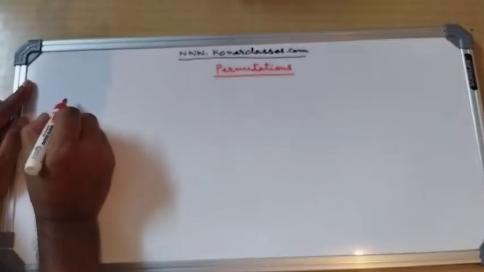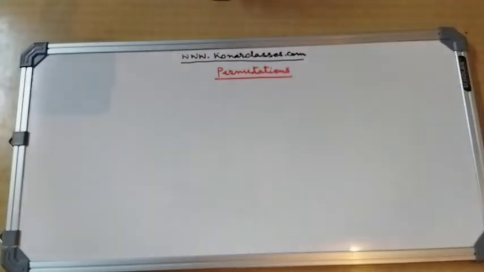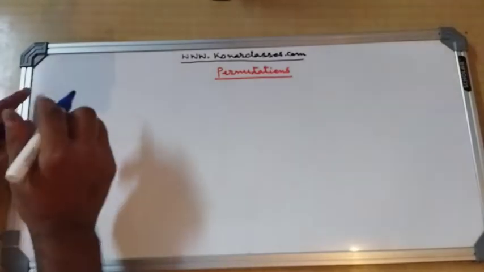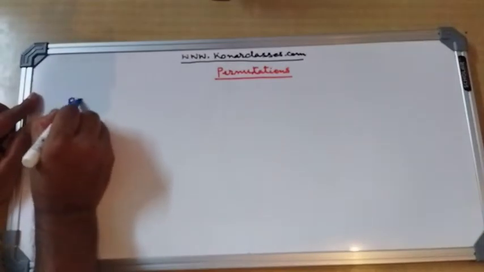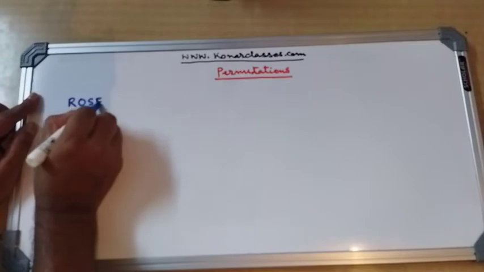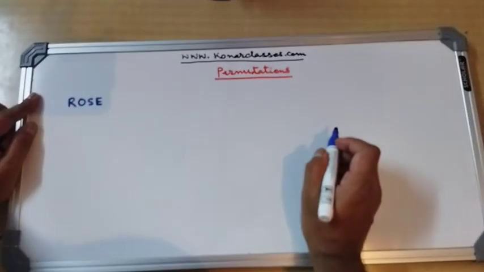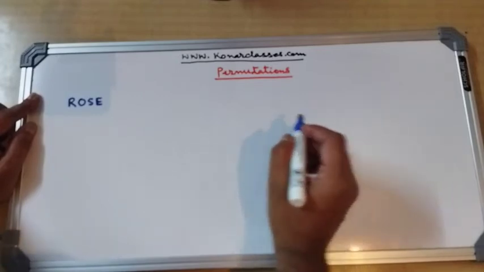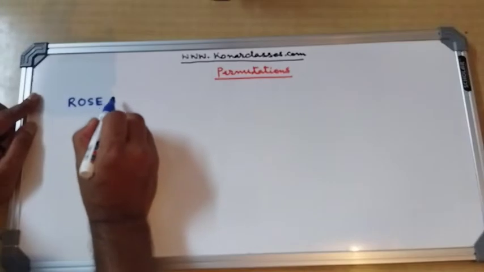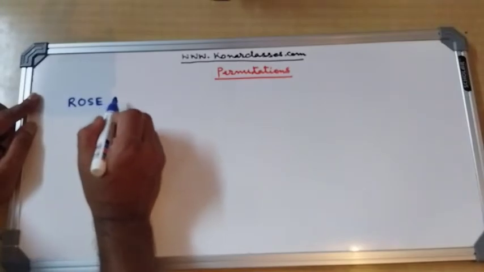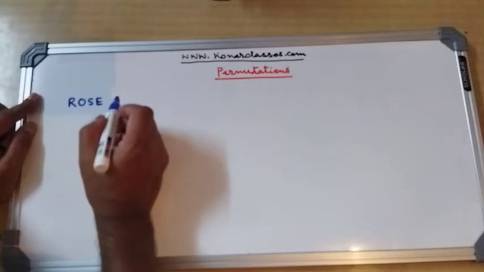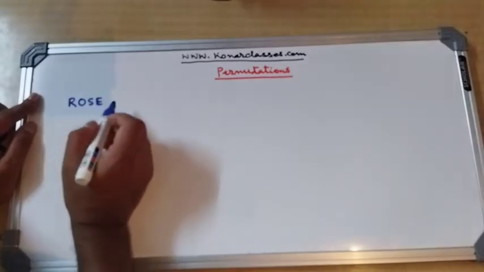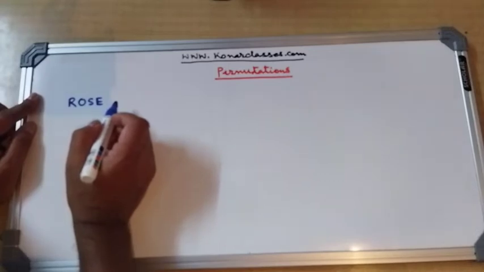So let us first consider the word rows. Now if we look at the different letters of the word rows, there are 4 different letters. Suppose our task is that we need to form 4-letter words, with or without meaning, from the different letters of the word rows. In how many ways can we do this?